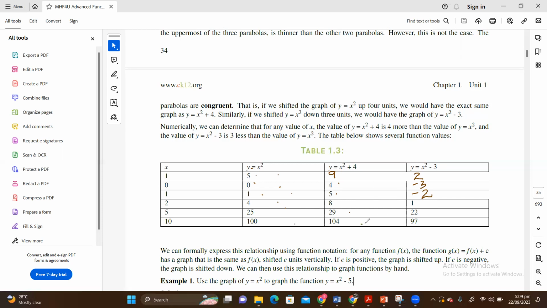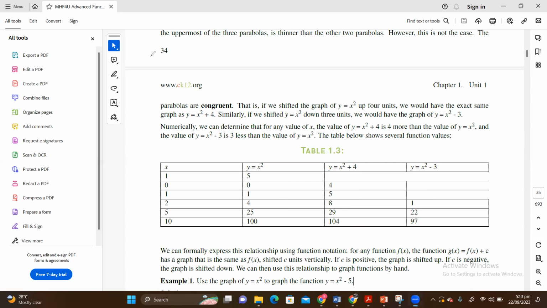So if you understand what is happening, if we have an original graph, x squared plus 4 means we are moving 4 units upwards, or we can add plus 4 to every point and we will get the coordinates, and we can plot these coordinates and we will get the new graph. If we have the original graph and we subtract 3 from the coordinates, we will get the new coordinates, we will plot these coordinates and we will get the new graph.